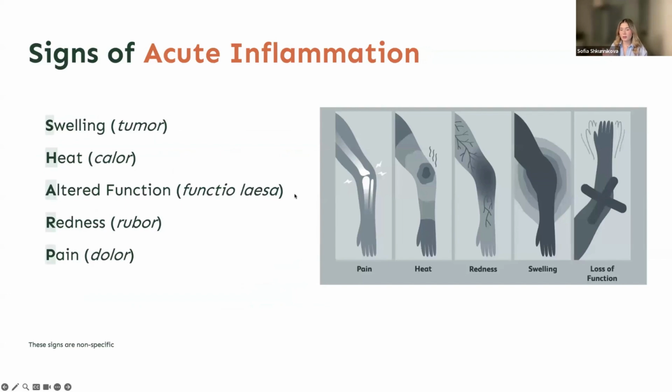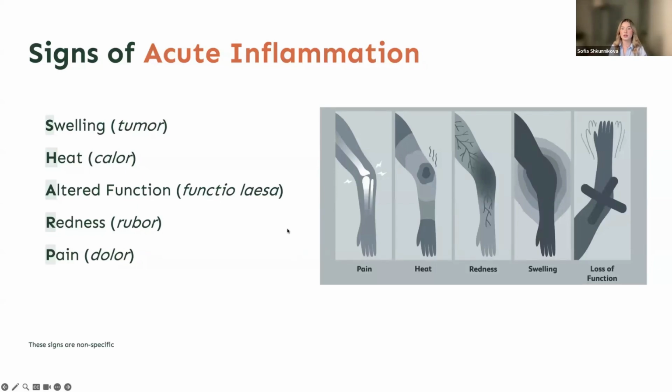When we first learn about inflammation, we would usually learn about the 5 very obvious signs of inflammation, and that is swelling, heat, altered function, redness, and pain. You can remember these by the acronym SHARP. And these signs are non-specific, but indicate the presence of acute inflammation.